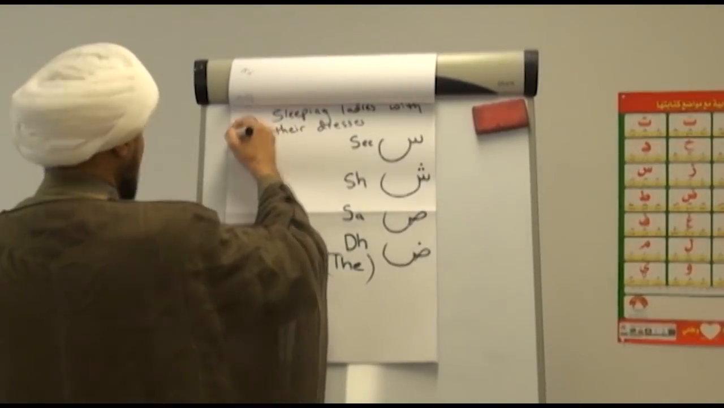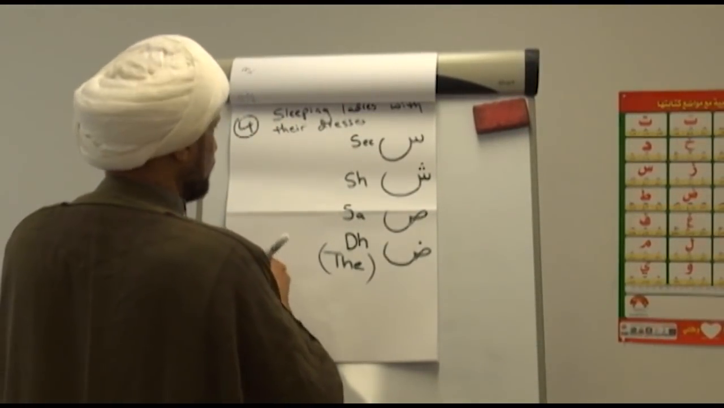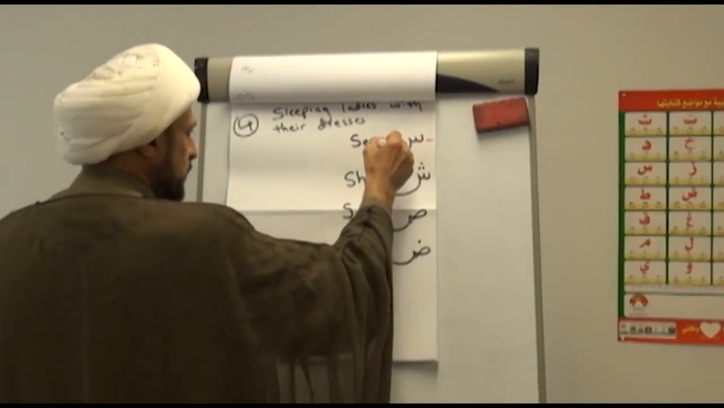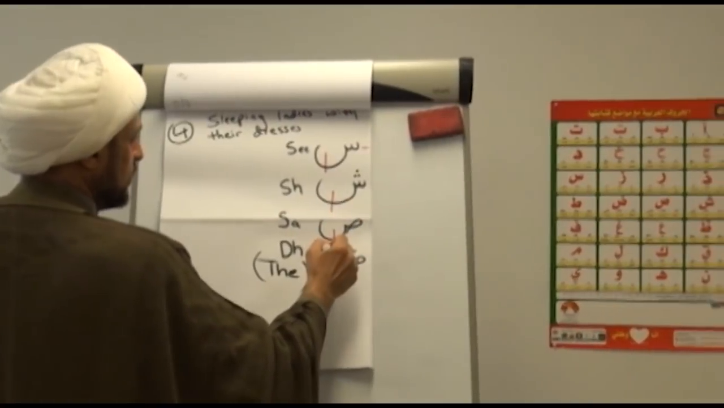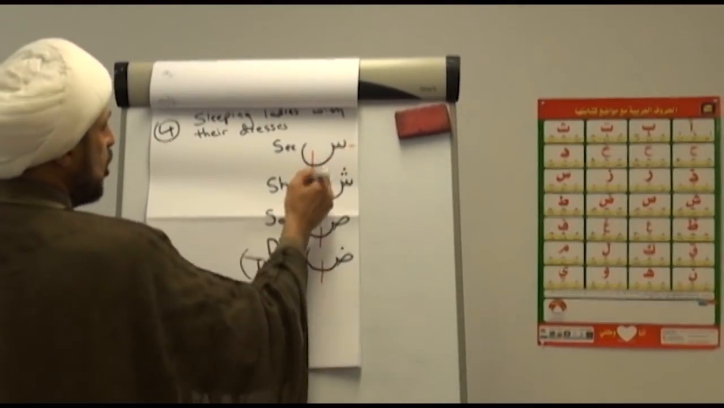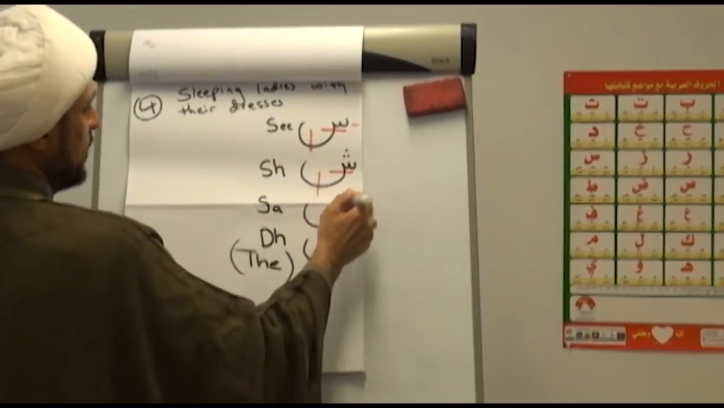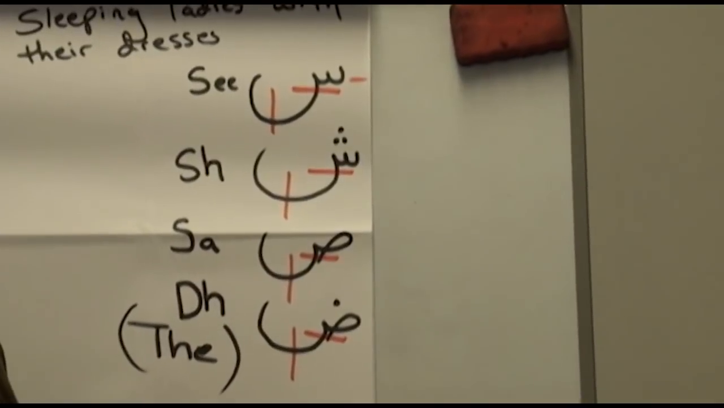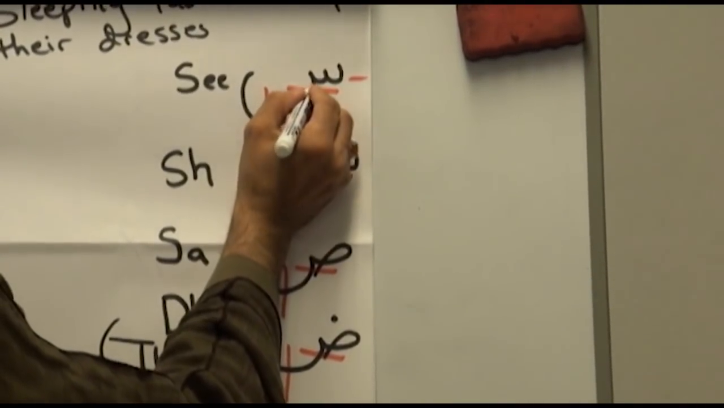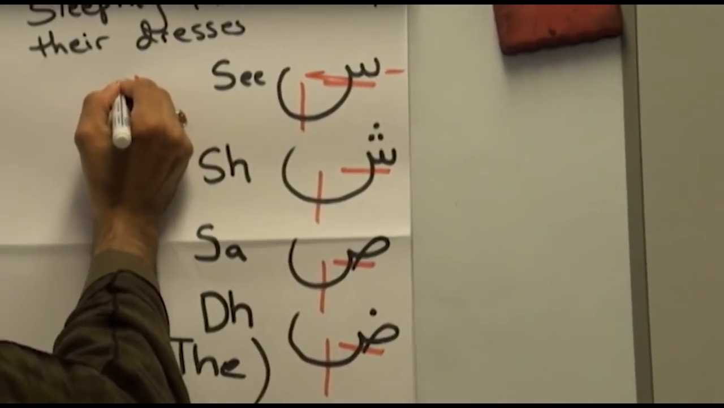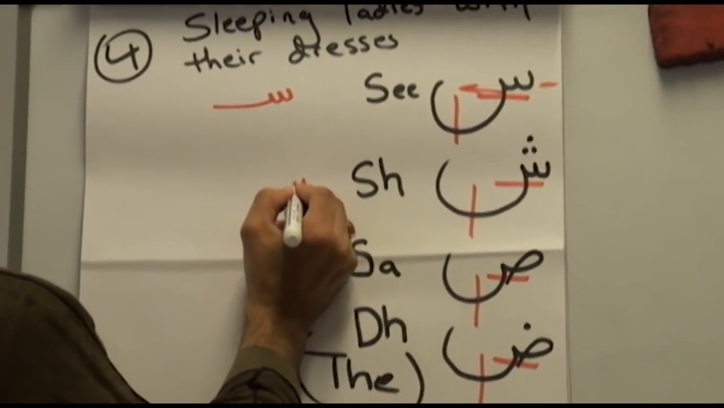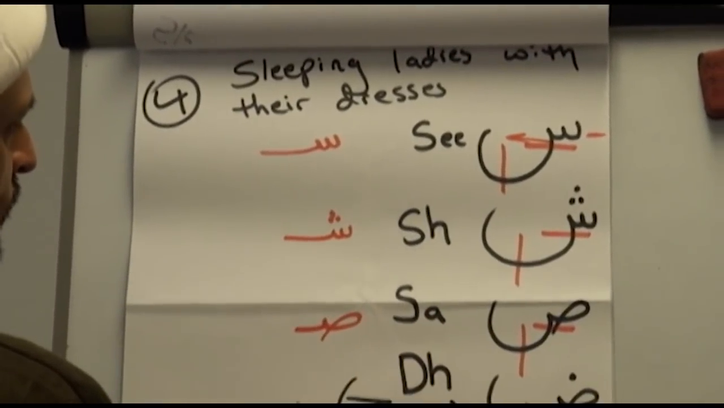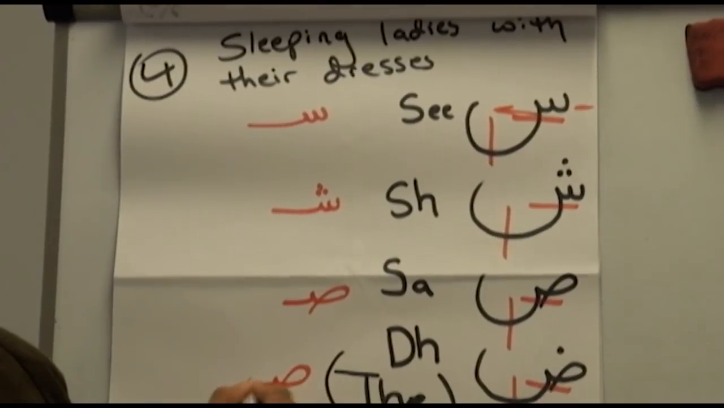Now, which are left? The five remaining. Let's see. I forgot to tell you about that: we cut the tail and stretch it. Or we cut the dress. We tell them to wear pajama. You guys are at home, you don't need to lie down in those dresses. So just cut this dress and stretch it. So seen will be like this. Sheen will be like this. Saad will be like this. Baad will be like this.